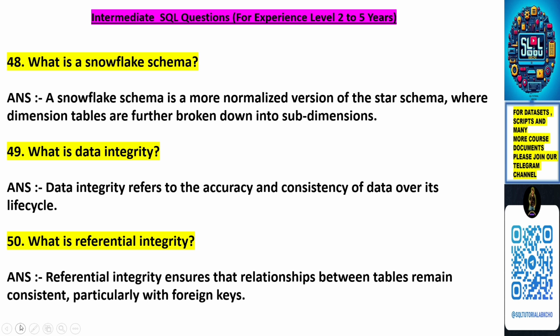Other than the data which is available in the parent table, that data we cannot insert into the foreign key table or child table. Okay, so that you can call referential integrity, referencing two tables and maintaining the integrity. So a simple definition for this will be: referential integrity ensures that relationships between tables remain consistent, particularly with foreign keys. Okay, now move on to the next question, and we have completed 50 questions here.